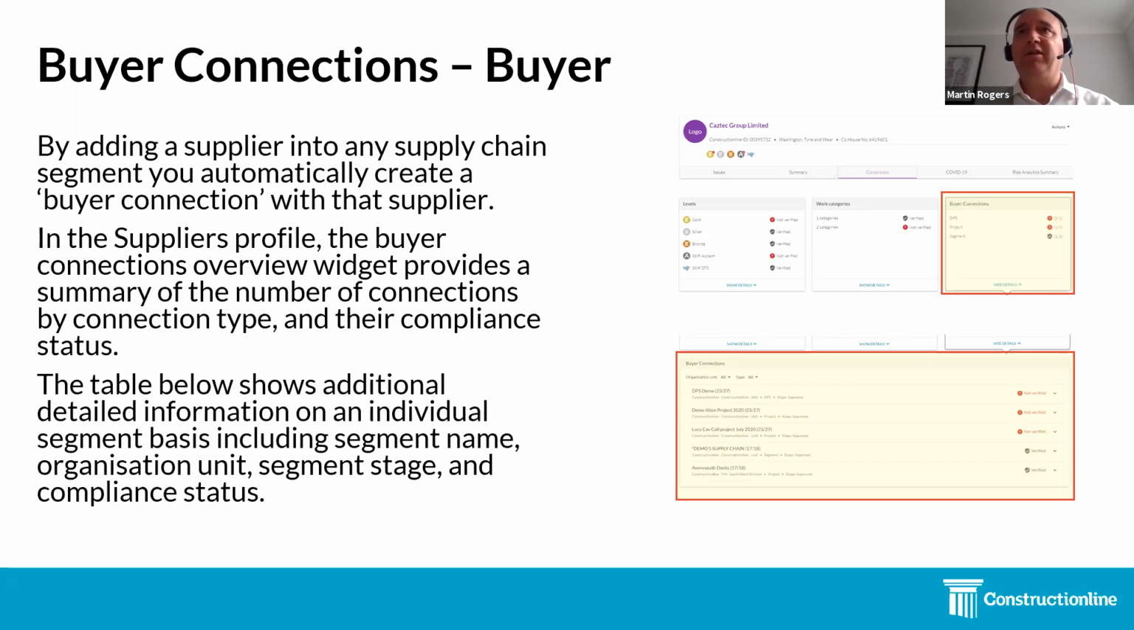In this instance, with Castech Group, we've got connections for the DPS, for projects, and for segments. Clicking on that panel will display the table beneath, where you can see the individual segments by name and by organization unit, and then see their compliance status at each of the segment levels. So again, you can start to see the breakdown of that information.